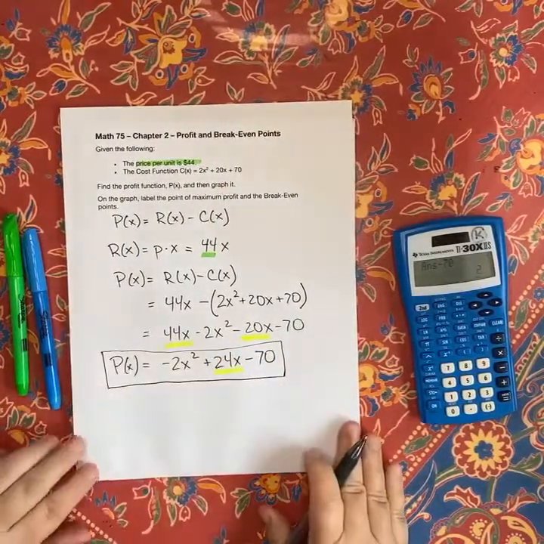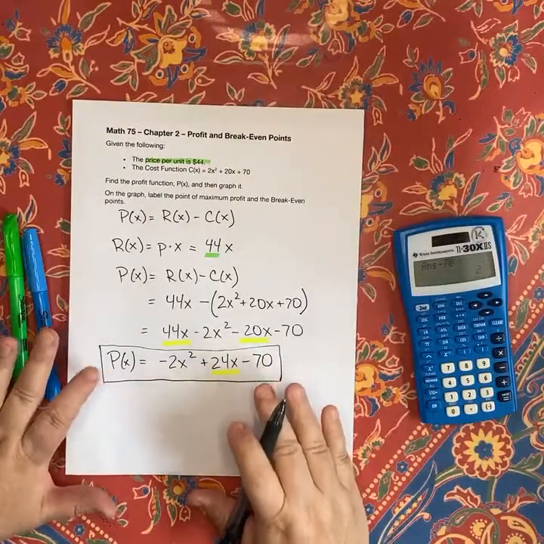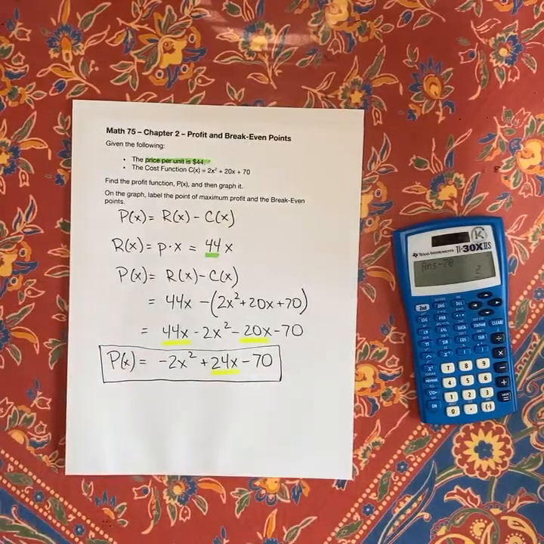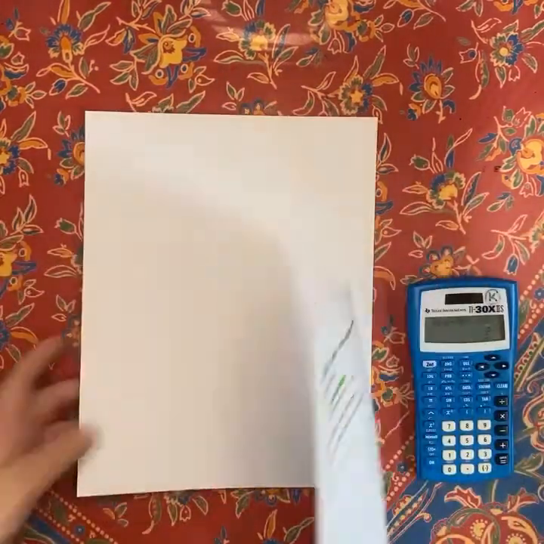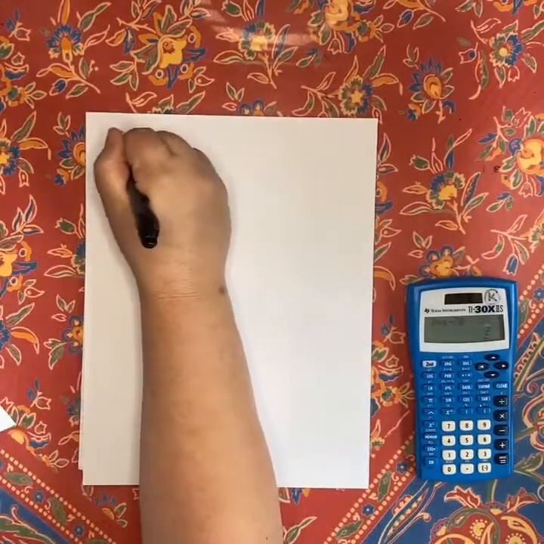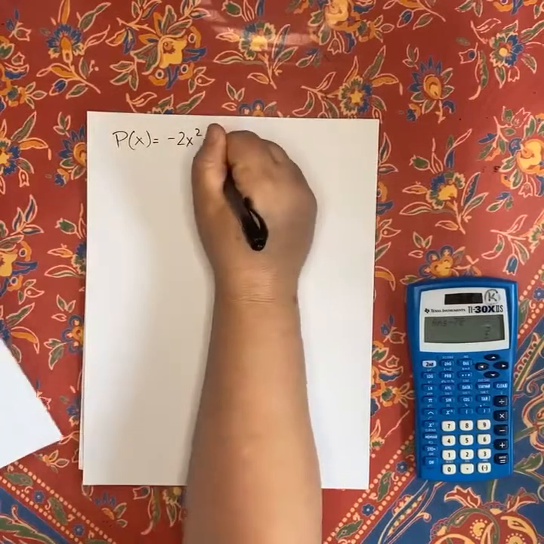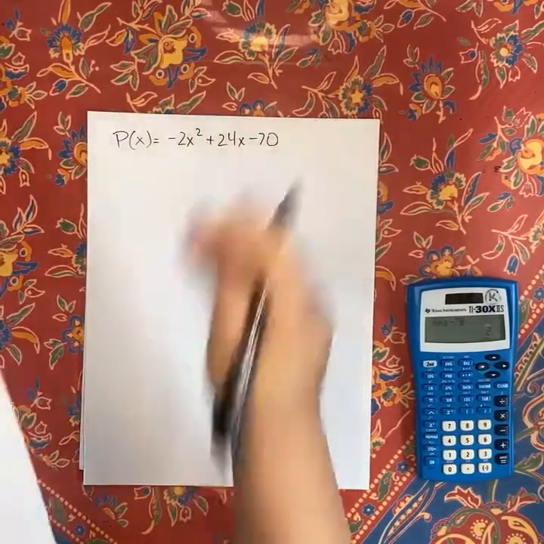There we go. Okay, and then I have to graph it. So in order to graph the profit function, I'm going to have to come up with a bunch of different pieces of details about profits. That's why I've got my calculator at the ready. So the first thing I'm going to do is write out the formula. Negative 2x squared plus 24x minus 70.